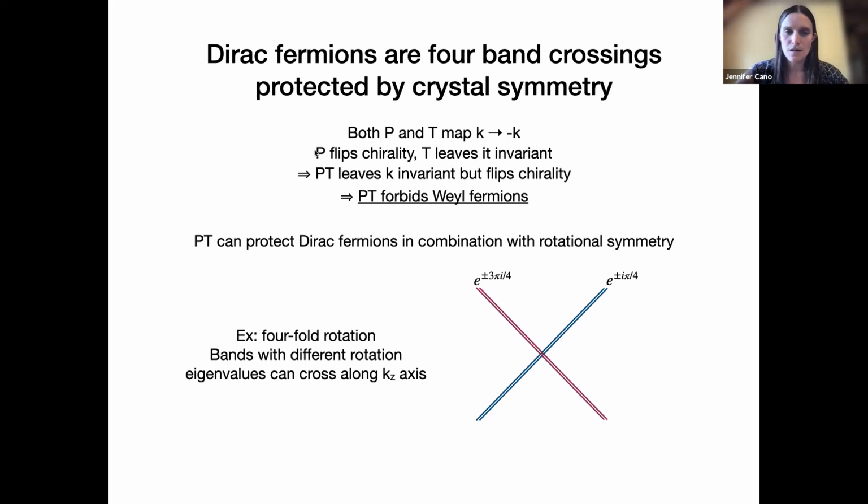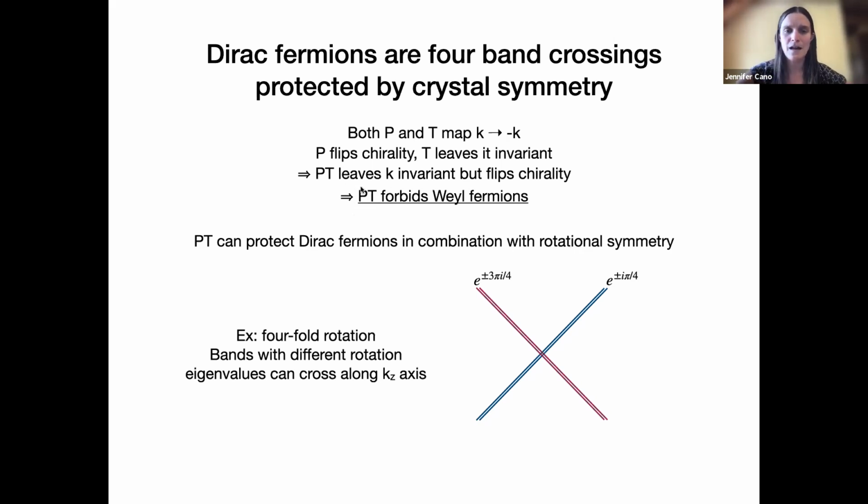Therefore, the product of inversion and time reversal leaves every k point invariant, but flips chirality. And so this would forbid the existence of a Weyl fermion, because every time you had a Weyl fermion, the combination of P and T would give you back another Weyl fermion at the same point with opposite chirality. So Weyl fermions are not allowed if you have both inversion and time reversal. But if you do have both of those things, that can protect a Dirac fermion. And so one way to think of a Dirac fermion is as a combination of a plus and minus Weyl with opposite chirality on top of each other in momentum space.